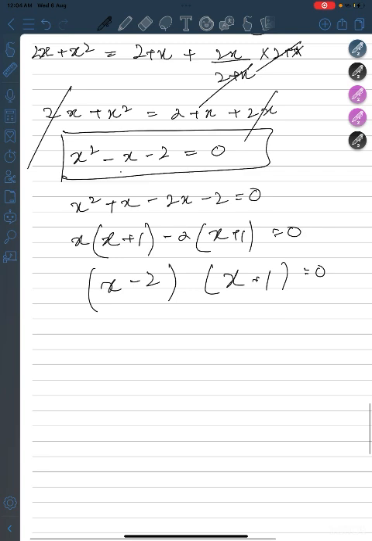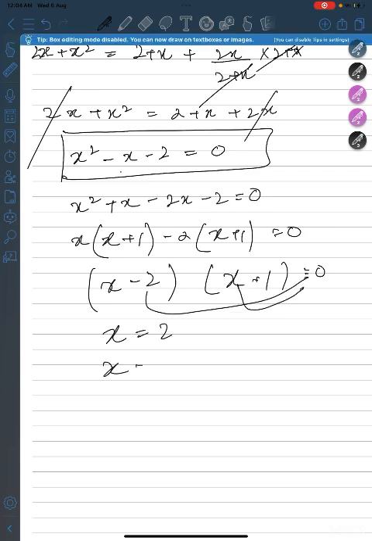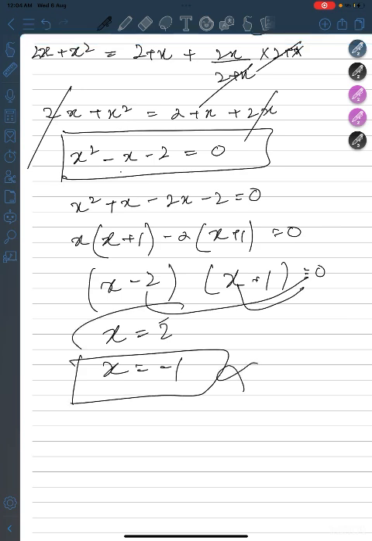So now put this equivalent to 0 and this equivalent to 0. It will be x equal to 2 and x equal to minus 1. Since the resistance can't be negative, x will be equal to 2 ohm. X will be equal to 2 ohm. This is the answer of this question.